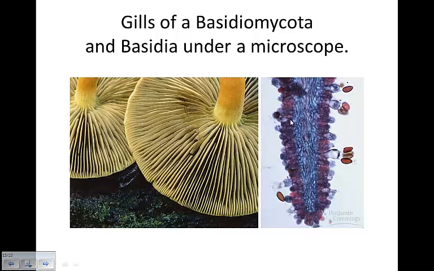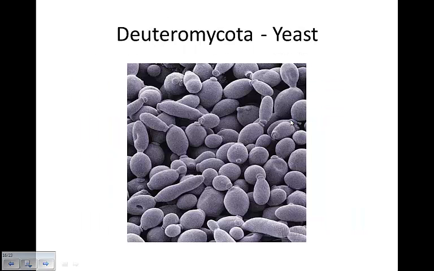If you look at this, these are the gills underneath, and you can see the basidia in those gill structures. The last phylum of fungi is Deuteromycota, and that's yeast. These are what's considered the imperfect fungi. There's no known means of sexual reproduction that we know of yet, so it is imperfect. Basically, we just can't figure it out.